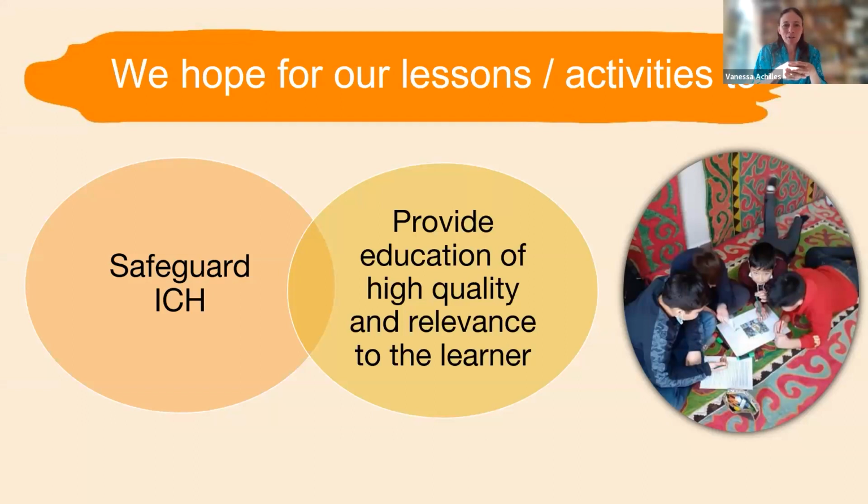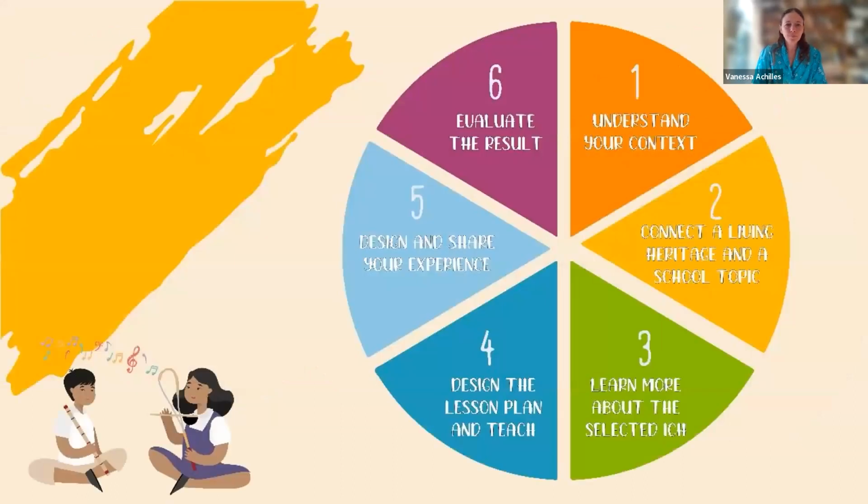And when you talk to someone, in this case, a student, about something he knows already because it's related to his or her own culture, then suddenly it becomes more relevant. It's not the only way to create relevance, but it is one way. So we have identified 6 main steps.